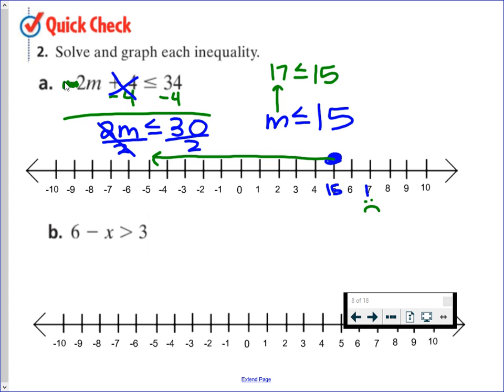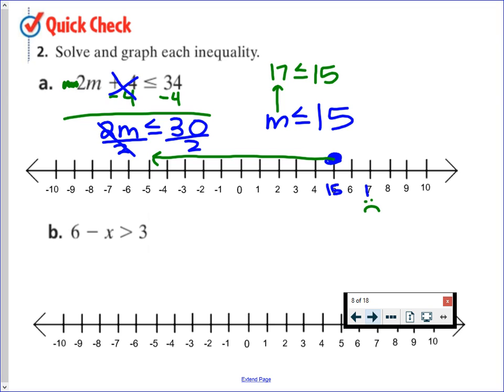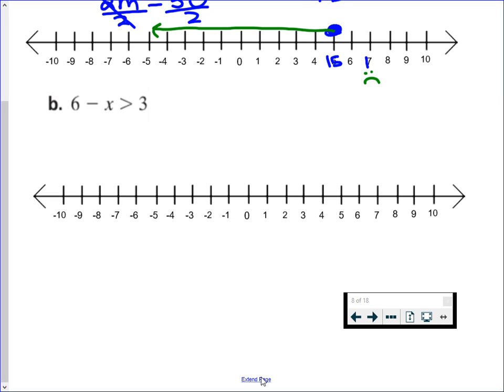Hey, how come I didn't flip anything? I just wrote a huge starred note right here about flipping the symbol. How come I didn't flip anything? Drake? You didn't have to multiply or divide by a negative. If you don't multiply or divide by a negative, just leave it alone. Last one. Anything suspicious here? Woo! Good eyes, Bryn. There's no number by a negative.